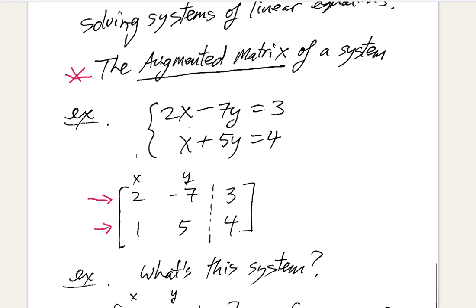Then we've got some other things here, called columns. The first column, again starting at the upper left-hand corner like reading a book. Columns go up and down, like columns that hold up roofs on buildings. So the first column would be read 2, 1. The second column would be read negative 7, 5. And the last column, or the third column, is 3, 4.